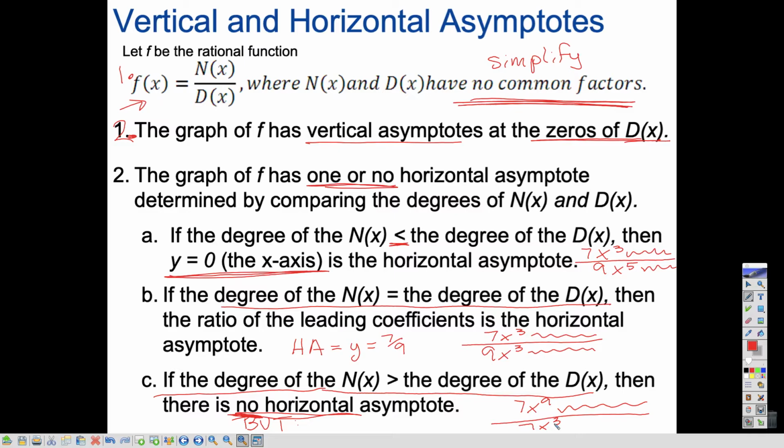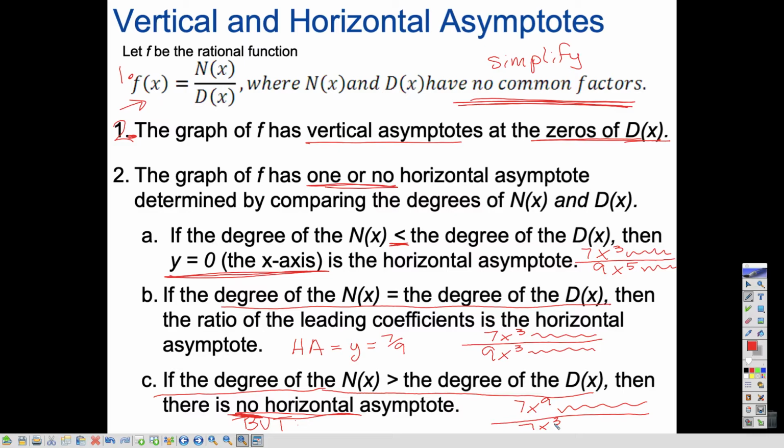If the degree of the numerator and the degree of the denominator are equal, what is my horizontal asymptote? It's the ratio of the leading coefficients. If the degree of the numerator is greater than the degree of the denominator, there is none. There's never a horizontal, but there could be a slant if it meets other conditions, which we will worry about later, if it's greater than by exactly 1.